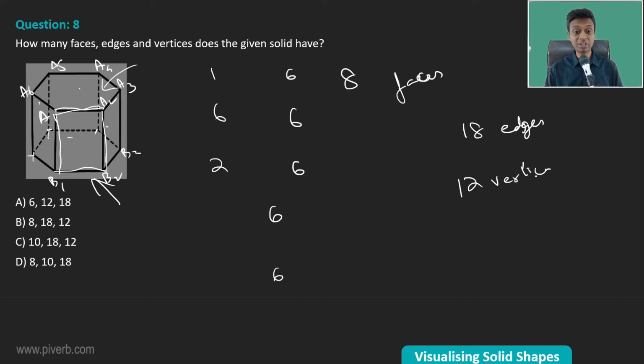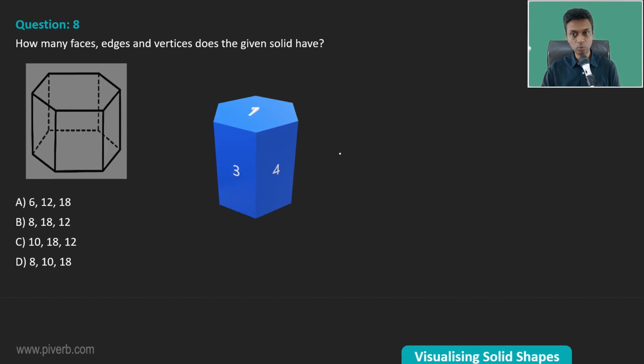8 faces, 18 edges and 12 vertices. 8, 18, 12. This is the right answer we're looking for. We're counting this: 6 plus 1 plus 1, 8. 1, 2, 3, 4, 5, 6. 6 plus 6, 12, 18. 1, 2, 3, 4, 5, 6, 12.